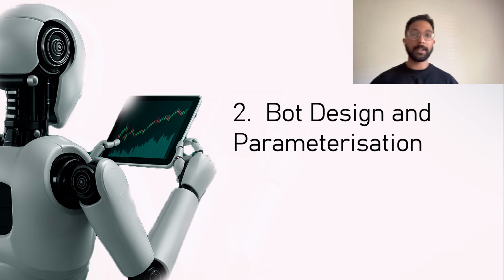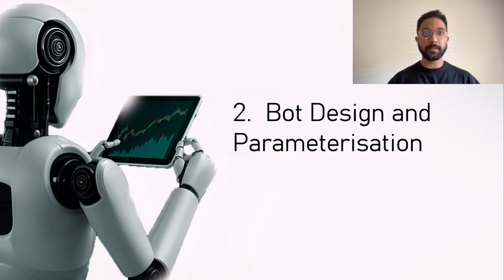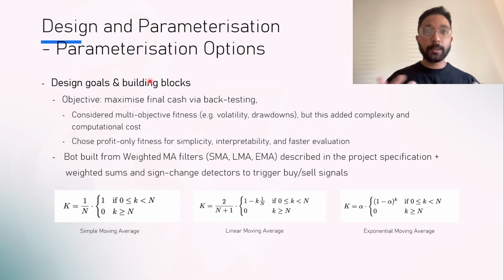We will now talk about how we designed our trading bot and the different parameterization strategies that we explored to be able to guide the optimizer. When designing our bot, our first design goal was the fitness function. We initially considered multi-objective fitness functions, such as ones penalizing volatility or drawdowns, but introducing those metrics significantly increased both the number of parameters and the computational complexity, making optimization harder and less interpretable.